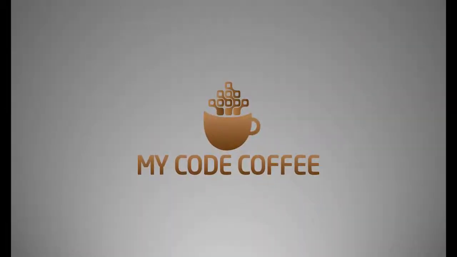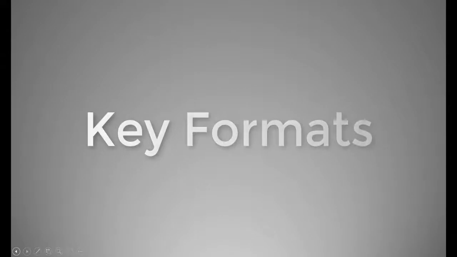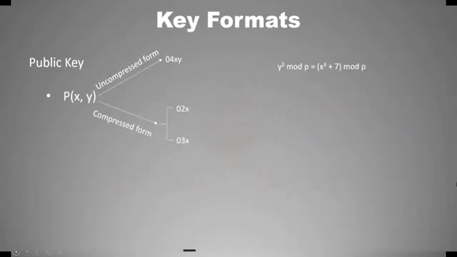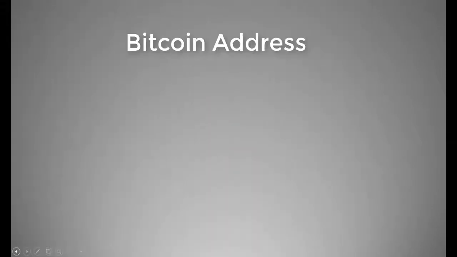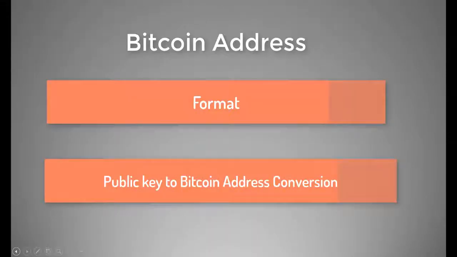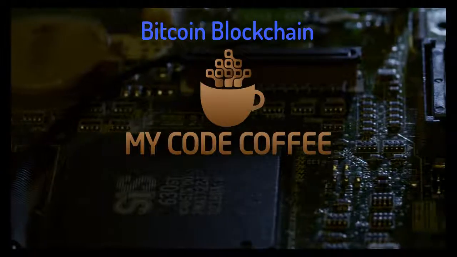In the previous chapter we discussed the details of key formats. We saw how private key and public key are represented in various formats. In this chapter we will talk about Bitcoin address formats and what are the different hashing algorithms that are used to get Bitcoin address from public key. So let us start.